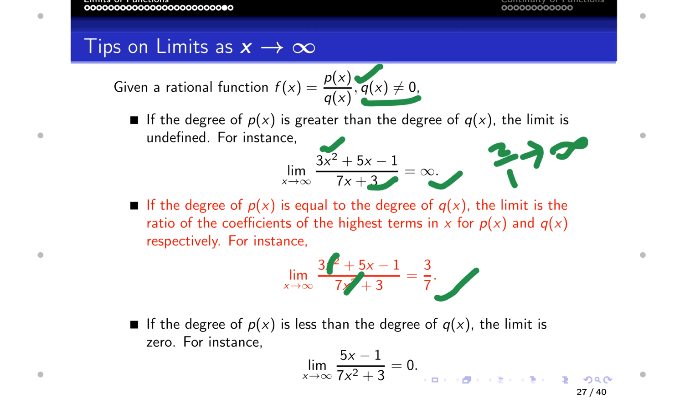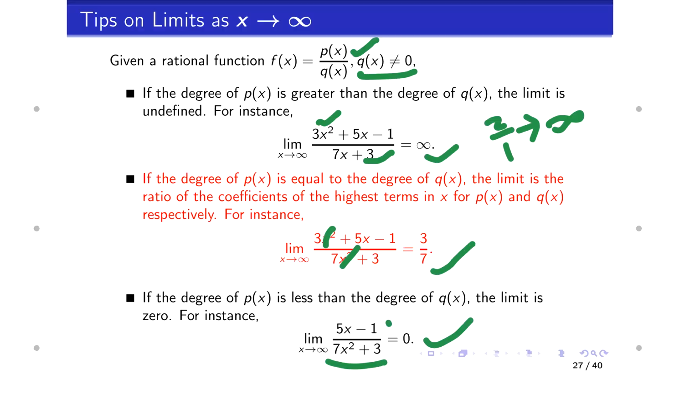But then in the third case, if the degree of p of x is less than the degree of q of x, that is, the degree of the numerator is less than the degree of the denominator, the limit will be 0. So for instance here, if you divide through by x squared, x will finish from here, but it will not finish here. So it means you're going to have 0 over something. Here you're just going to have 0 over 7, and the answer will be 0, which is also a good answer. So those are some tips on limits as x approaches infinity.